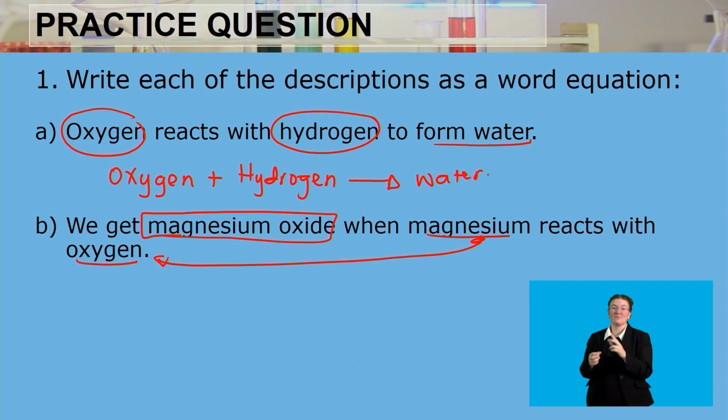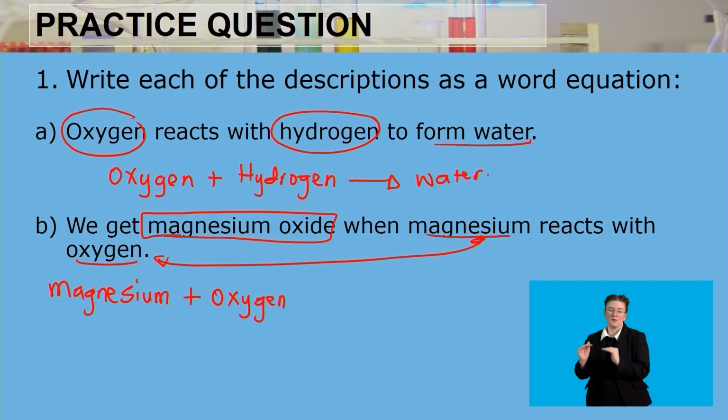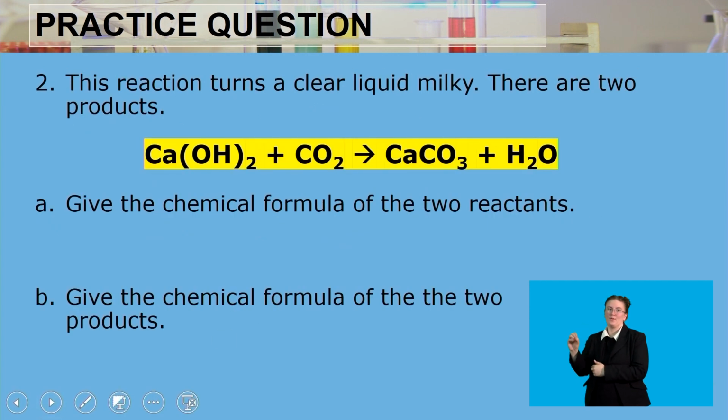So this is what we have as our word equation: magnesium plus oxygen, they are going to react together to form the product, being magnesium oxide. So this is what we have. Magnesium plus oxygen are reacting together to form magnesium oxide as our product. Remember, reactants on the left-hand side and products are written on the right-hand side.